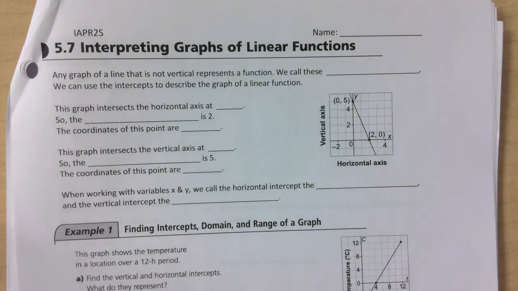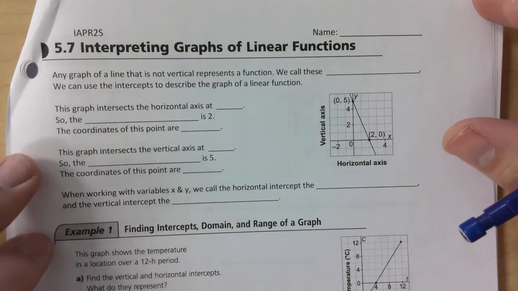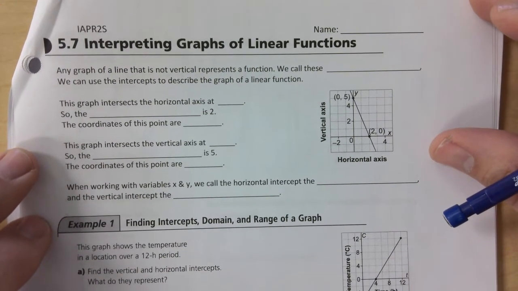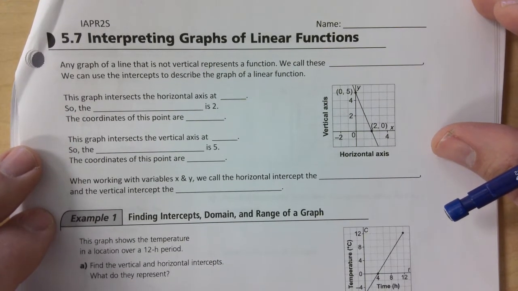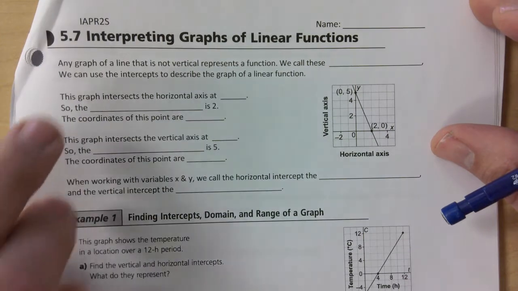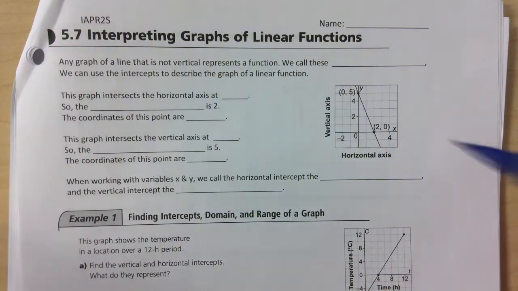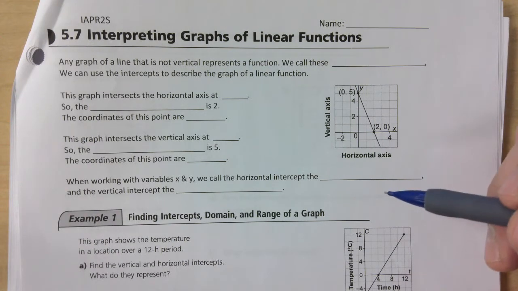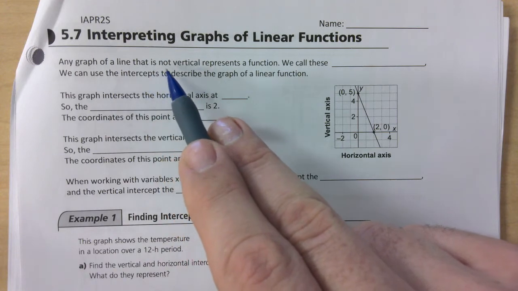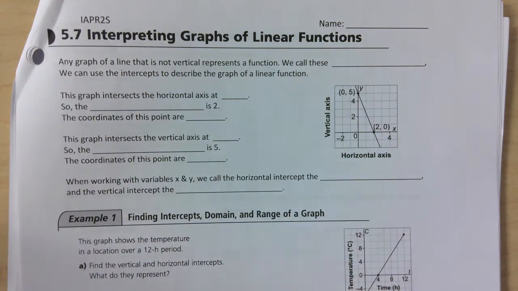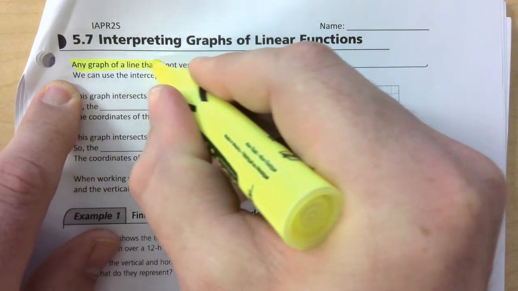Okay, so today I'm going to show you how to graph using the intercepts and finding a third point if it's needed, right? So I have my highlighter ready to go here, and we're also going to do some rate of change as we go along. Okay, so any graph of a line that is not vertical is a function.